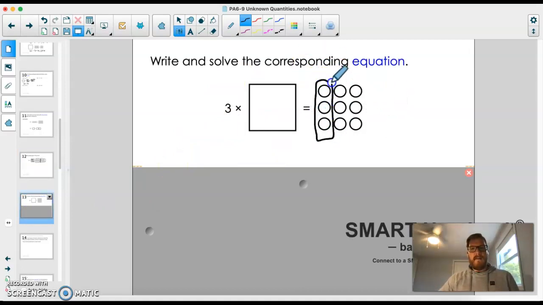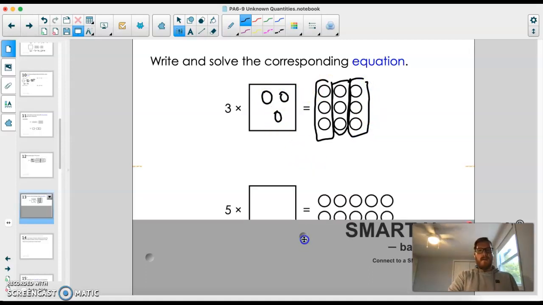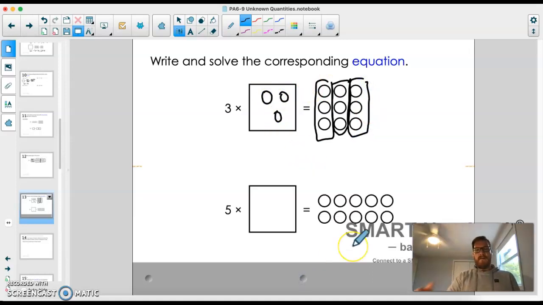And so if we divide them into 3 groups, or put them into 3 even groups, then we know that 3 times 3 is going to equal 9, right? And here you'd have 5 times, and again, you can just split this up into 5 equal boxes, and we see that in one box you're going to need 2.